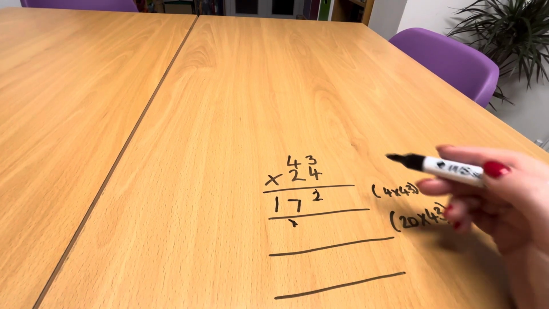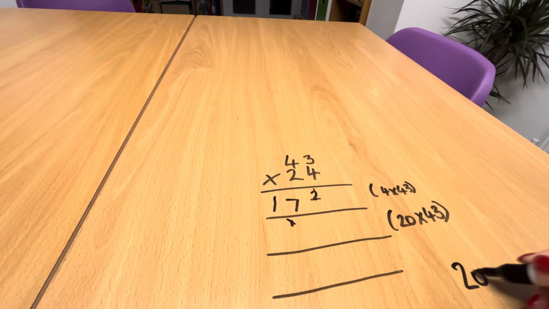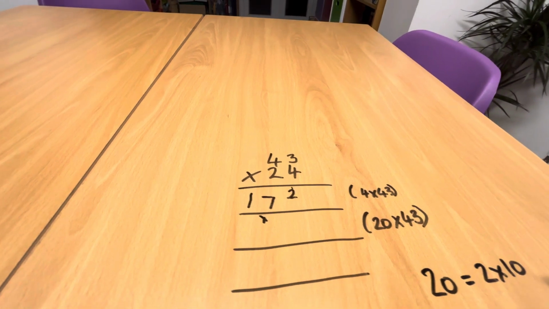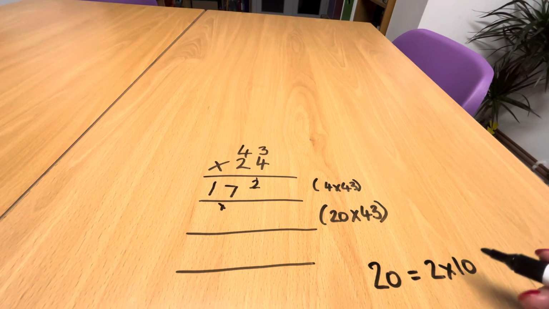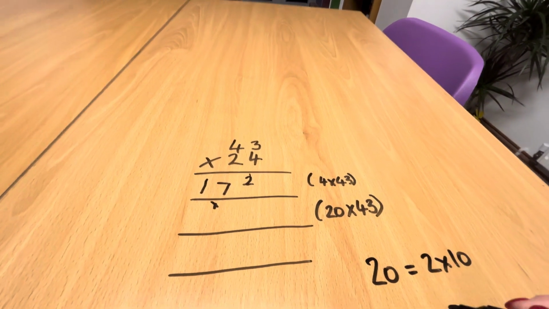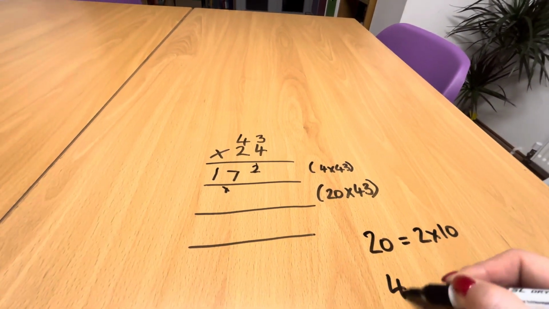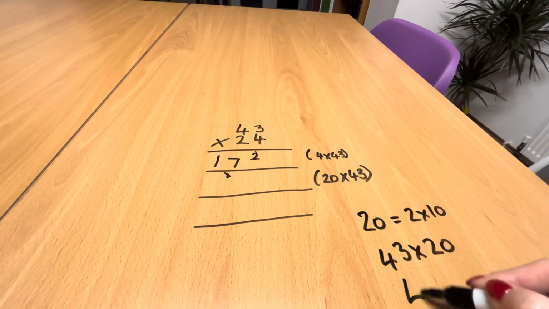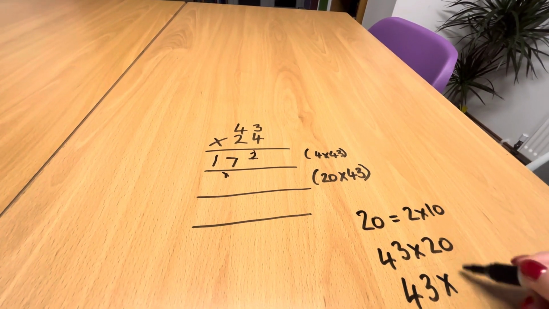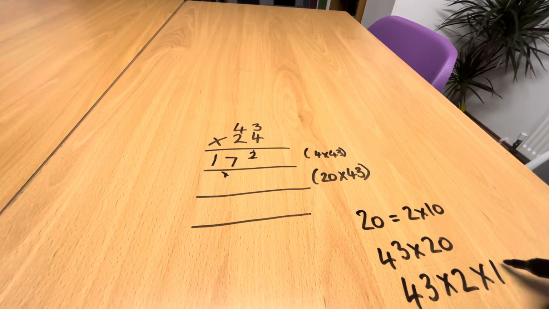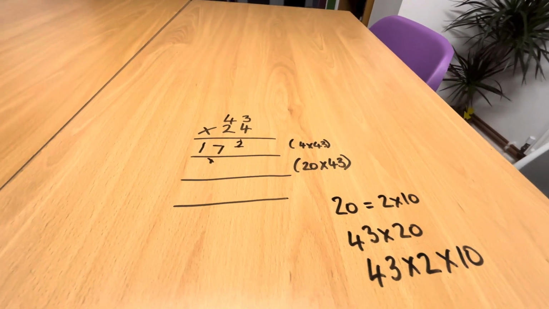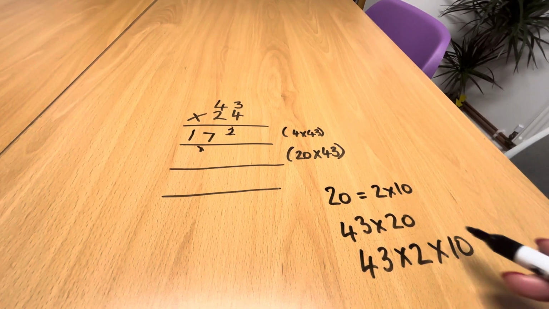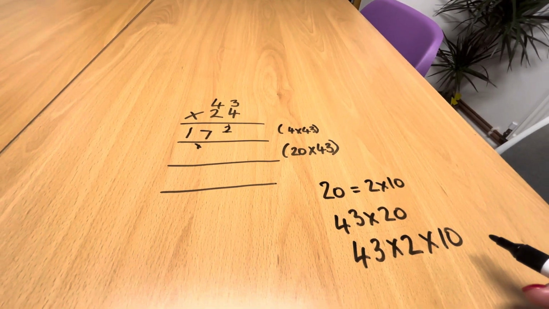So as you can see, 20 actually is the same thing as 2 times 10, okay? 2 times 10 is 20. So we can do 43 times 20, or we could do 43 times 2 times 10. Both of those will give you the same answer because 2 times 10 is in fact 20. Okay, so that's the same thing. So that's what we do here.